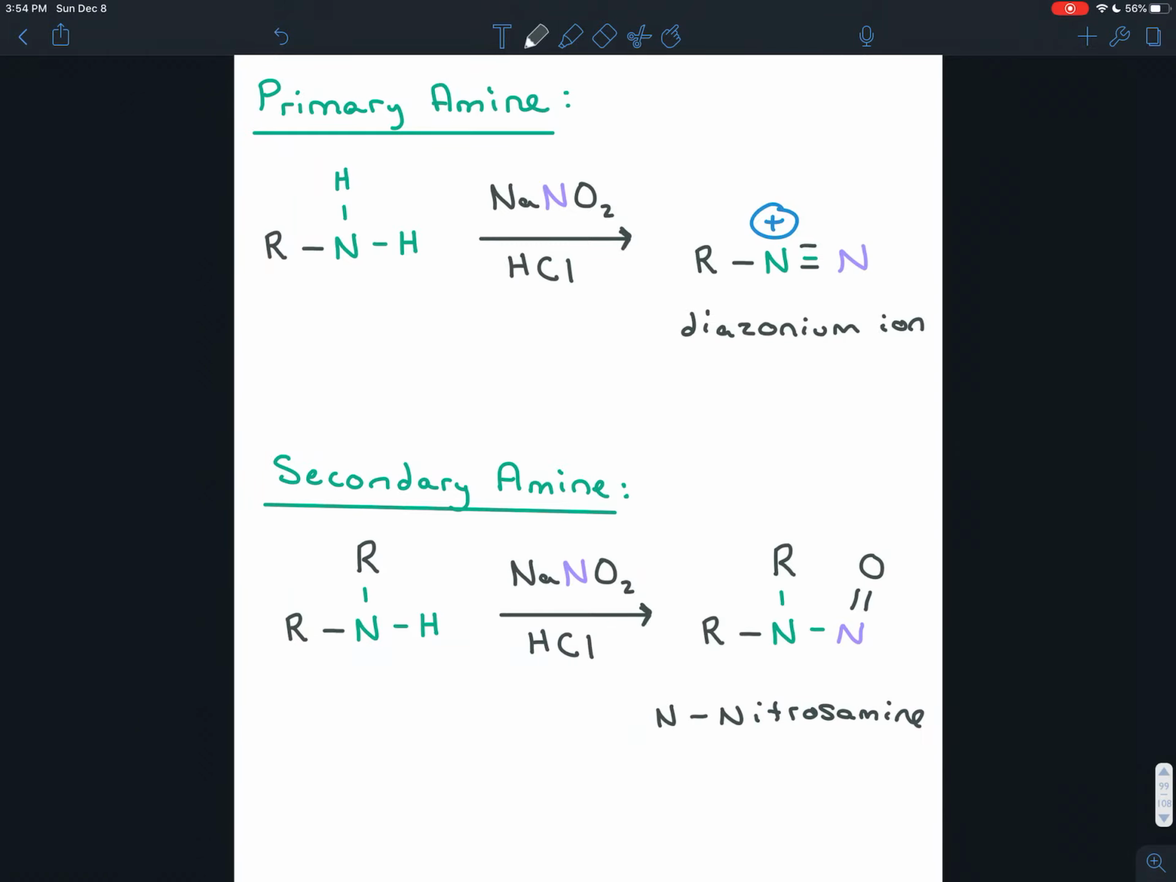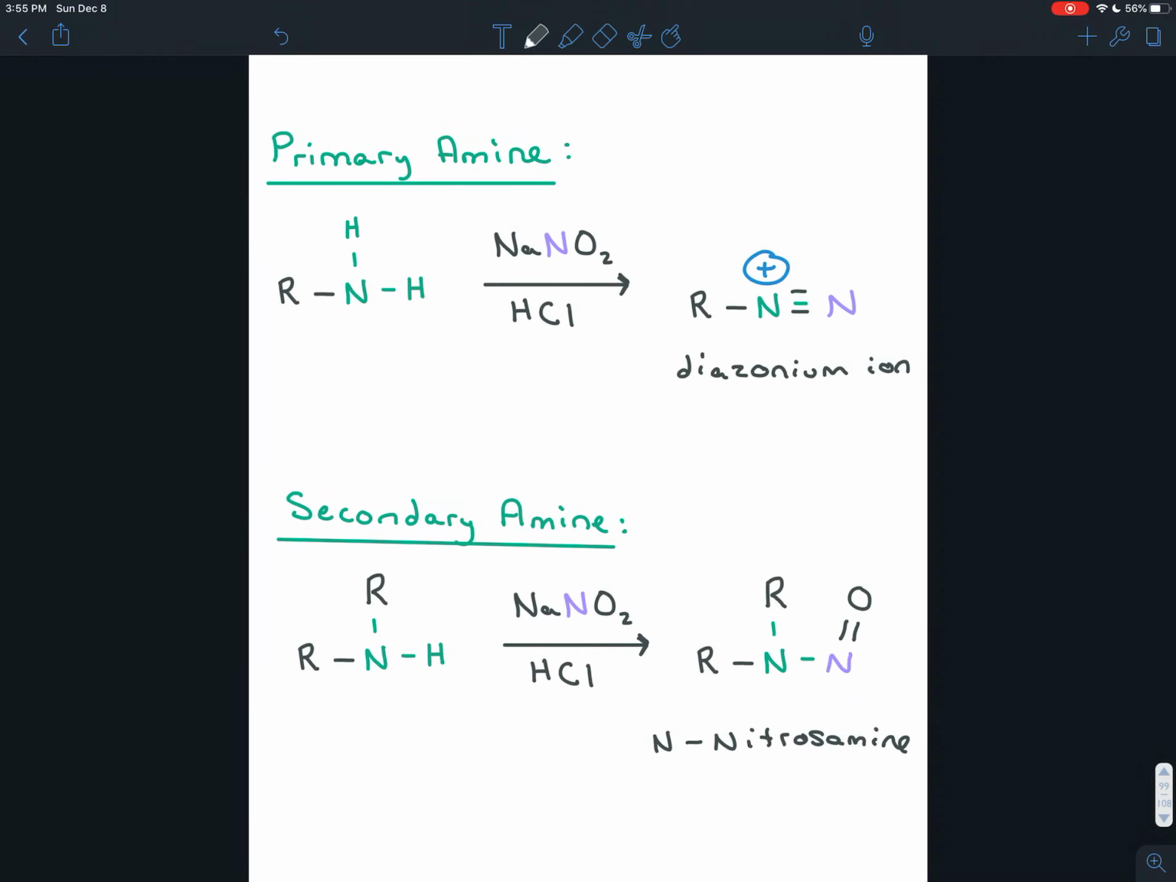I encourage you to Google those. They're mostly carcinogens, but they're in things like beer and bacon, and so they're interesting to read about from a health perspective. But from a synthesis perspective, that's where we would be limited if we use a secondary amine. So as we use these diazonium salts in future exercises, remember that we can only make them if we start with a primary amine.